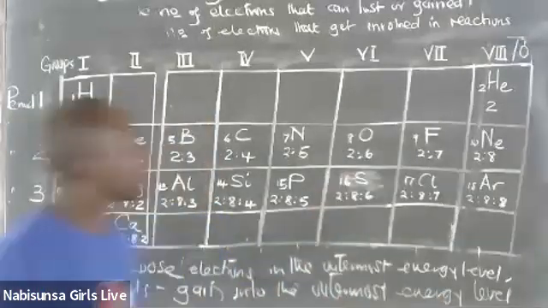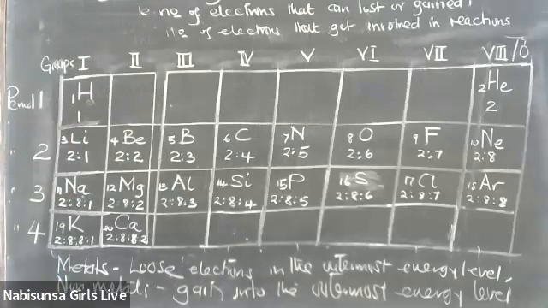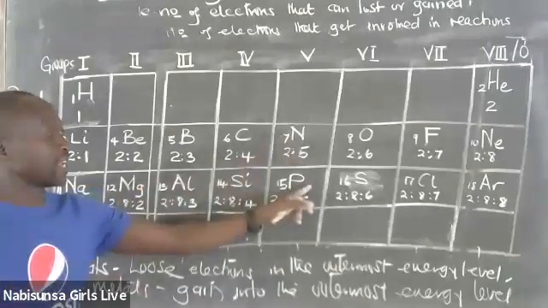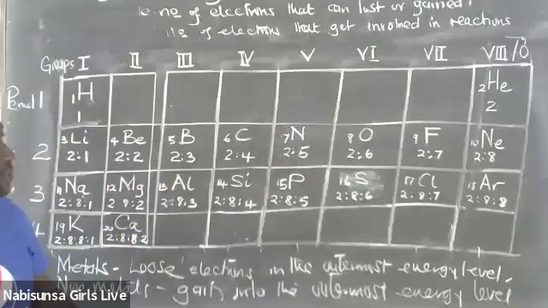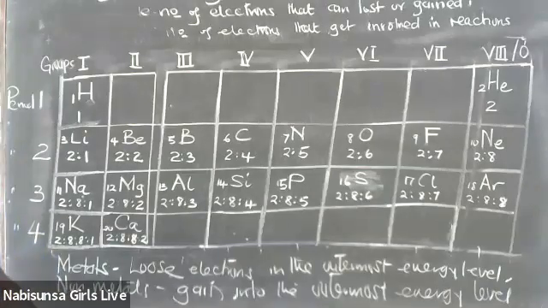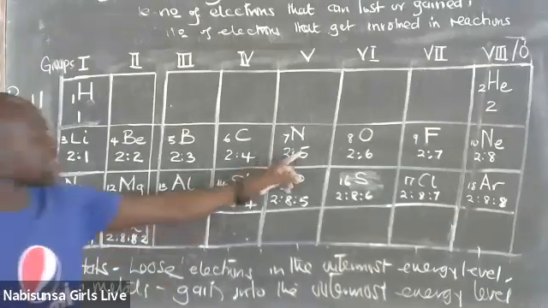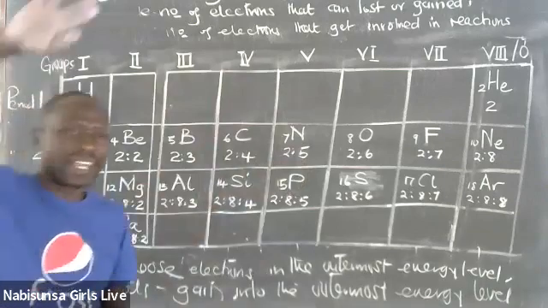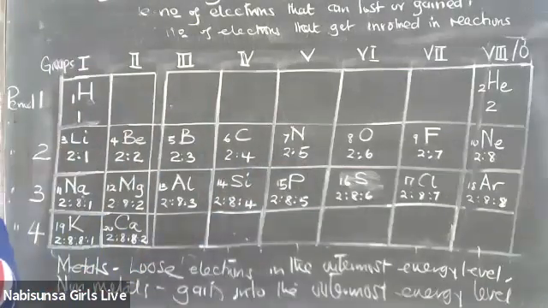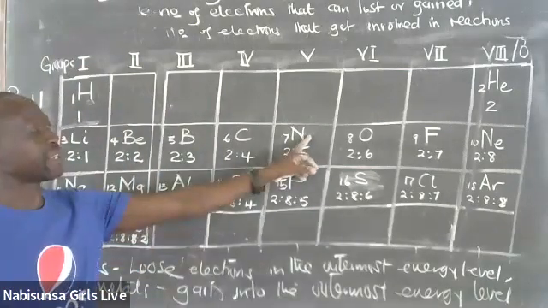If they are to buy, that's the money they can give out, not more, not less. Non-metals gain electrons into the outermost energy level. So let's look at group 5. What are group 5 elements? Nitrogen and phosphorus. Are we there? Now, if they are group 5, how many electrons can they gain? They can gain 3 because the maximum must be 8. So this one can gain 3.